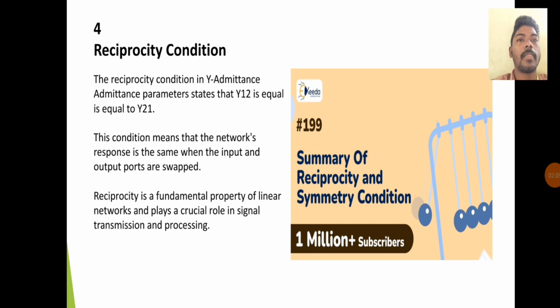Reciprocity condition. The reciprocity condition in Y admittance parameters states that Y12 is equal to Y21. This condition means that the network's response is the same when the input and output ports are swapped. Reciprocity is a fundamental property of linear networks and plays a critical role in signal transmission and processing.